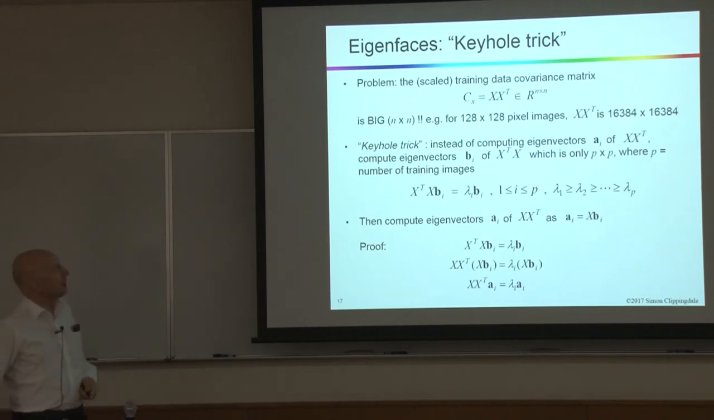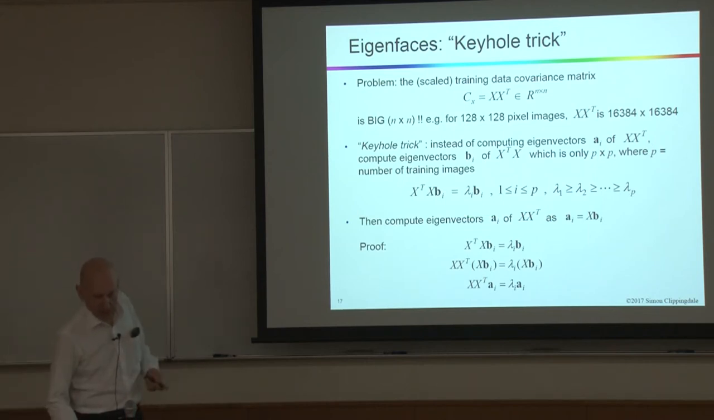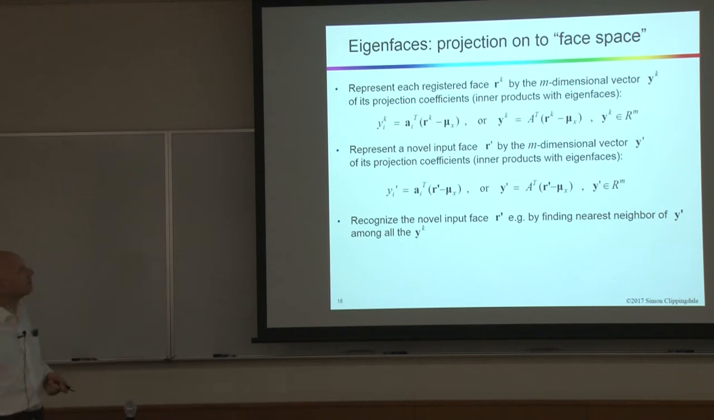Okay, so there's a problem with this scheme if you just apply it naively, and that problem is that the covariance matrix is extremely large. So for even small images, 128 by 128, the covariance matrix is 16,000 by 16,000, and you don't want to be computing eigenvectors of that if you can help it. So there's a thing you can do whereby instead of computing the eigenvectors of this, you can compute the eigenvectors of this product instead, because that's a much smaller matrix, and then you can recover the eigenvectors of the larger matrix quite simply. You don't need to particularly know about this, but it's worth mentioning it in passing.